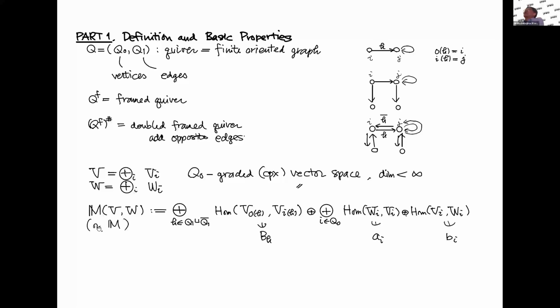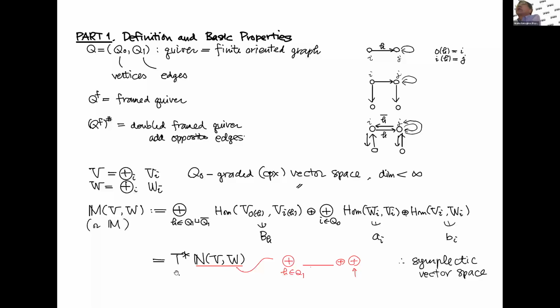This is the space of all linear maps corresponding to each arrow. For each arrow, first of all, I put a vector space on the vertices: W_i here and W_j here, and V_i here and V_j here. And I consider the space of all linear maps corresponding to arrows. Concretely, it's a direct sum over all edges, in the original edges or the opposite edges, of Hom(V_{o(h)}, V_{i(h)}), and also linear maps between the framing vector spaces W_i and the original vector spaces V_i, so Hom(W_i, V_i) and Hom(V_i, W_i). This is a finite dimensional vector space.